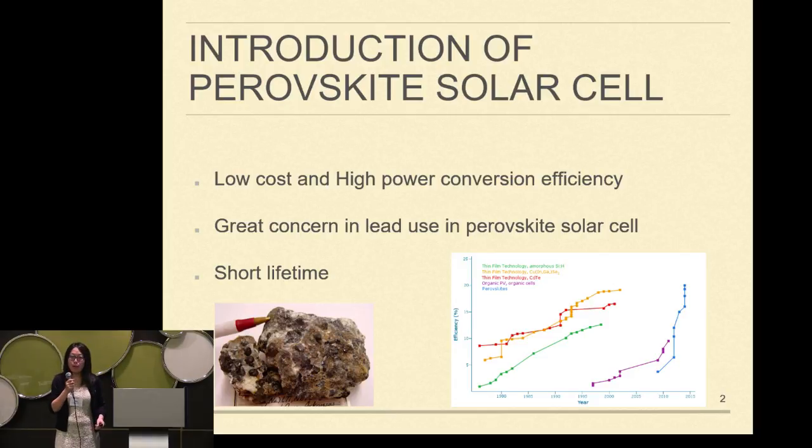Okay, though we have a lot of advantages of this kind of solar cell, we still have great concern about the toxicity potential of this solar cell and also the short lifetime. The great concern about the toxicity potential is because the commonly used perovskite material in the solar cell is CH3NH3PbF3. So there is lead usage in the perovskite. So a lot of people are concerned about the toxicity potential of this kind of perovskite solar cell, and also according to current research, we found out that more than 1,000 hours lifetime can be achieved by this perovskite solar cell, but it is still relatively low compared with the silicon solar cell, whose lifetime is about 30 years.